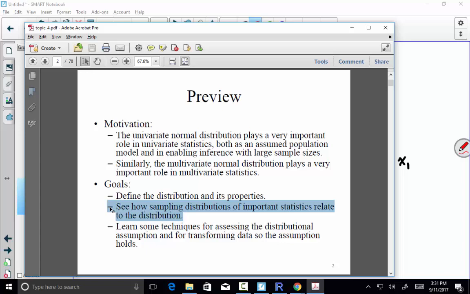Similar things happen in multivariate statistics. Multivariate sample means are approximately normal. So all that to say, we care about the multivariate normal.